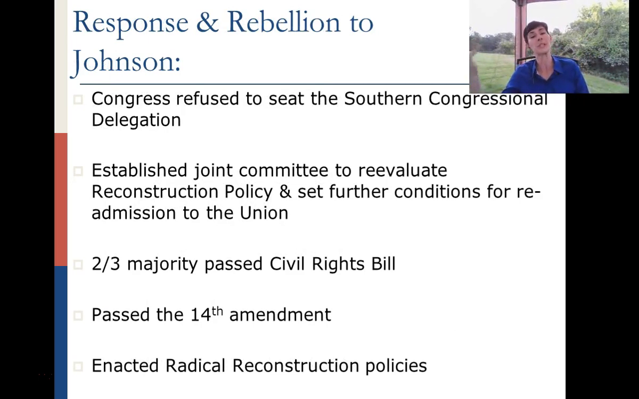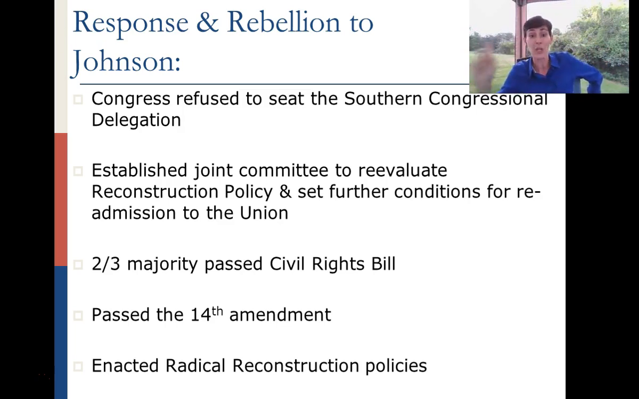So what was the response to Johnson? Well, that response was out-and-out rebellion. So when the Southern Congressional Delegation, all the Congress people, or congressmen, because there were no congresswomen at this point, when all the congressmen from the South showed up to serve in Congress, they just locked the doors. The radical Republicans just wouldn't even let them in. They refused to seat them at all.